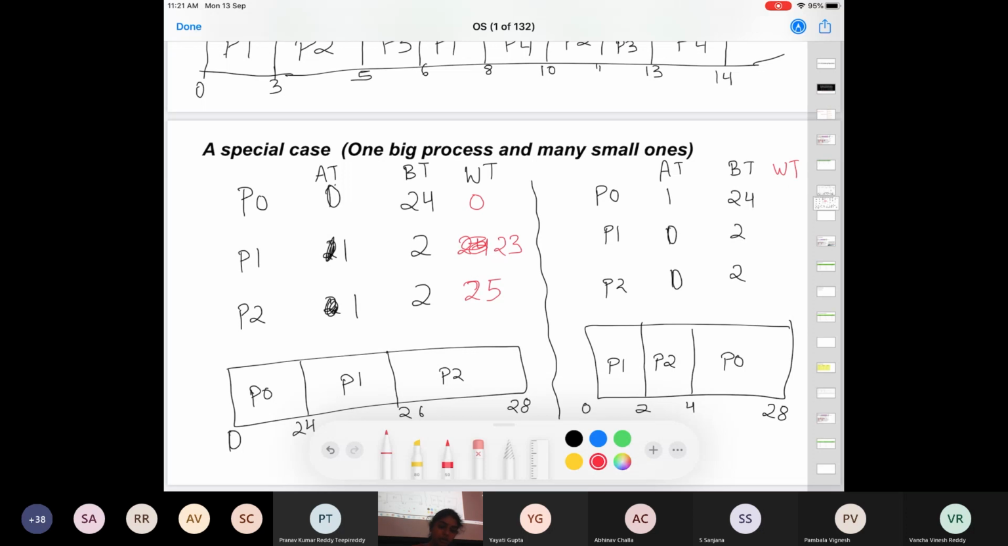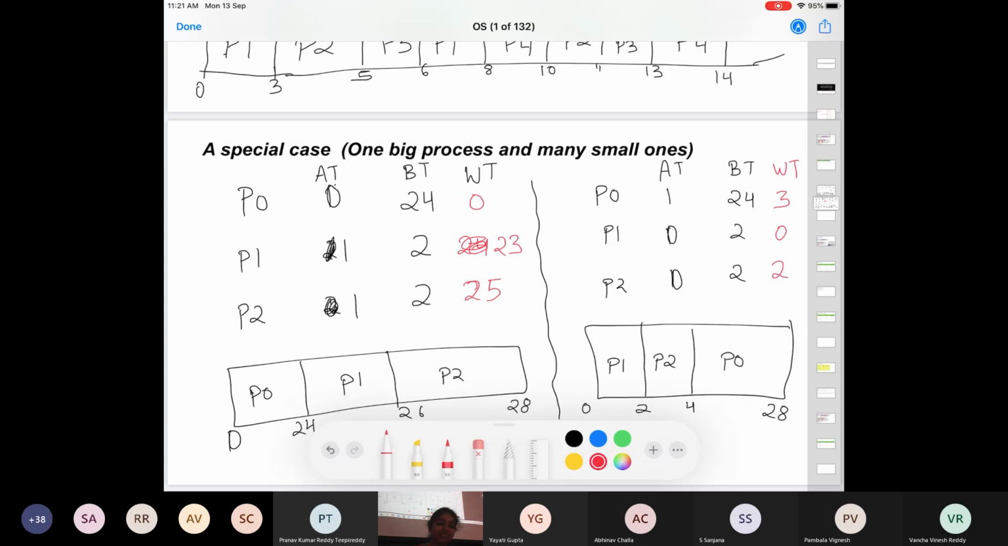Now, on the right hand side, if I look at P0, how much is it waiting? So it came at 1, got the CPU at 4. So it's only waiting for 3 units of time. P1 is not waiting at all, and P2 is waiting for 2 milliseconds. Right?